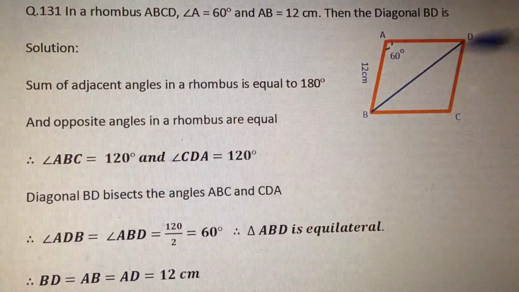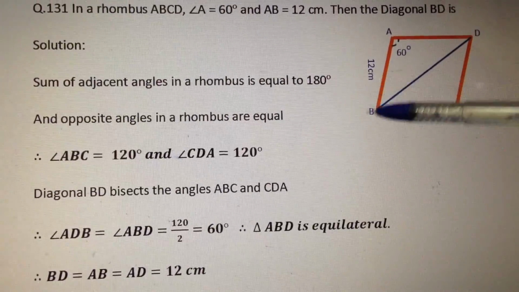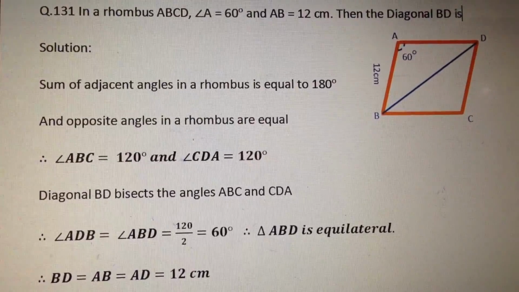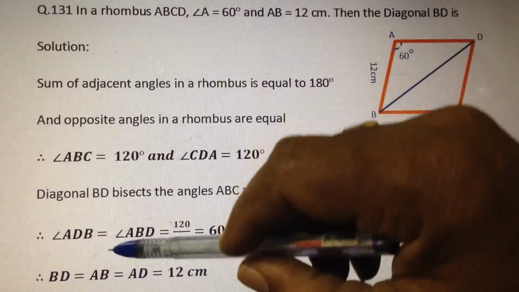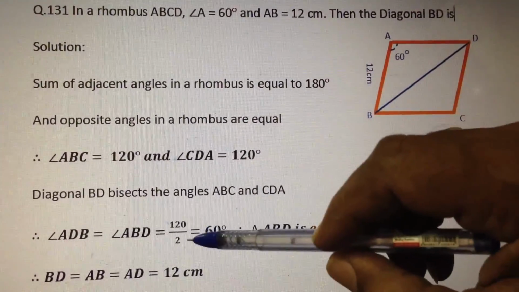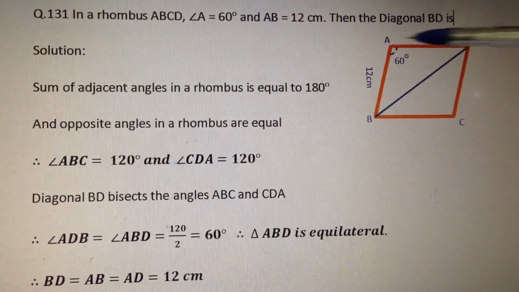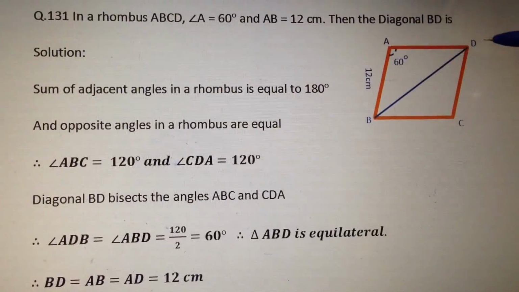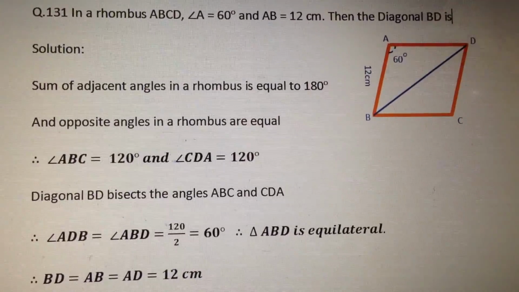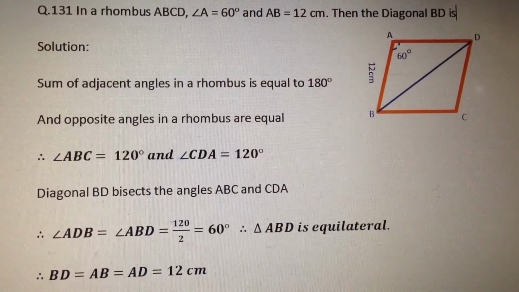Now the diagonal BD bisects the angles ABC and CDA. Therefore, angle ADB is equal to angle ABD is equal to 120 by 2, which is equal to 60 degrees. Therefore, ABD is an equilateral triangle where all the angles are equal to 60 degrees, and therefore all the sides are equal. Therefore, BD is equal to AB is equal to AD is equal to 12 centimeters.